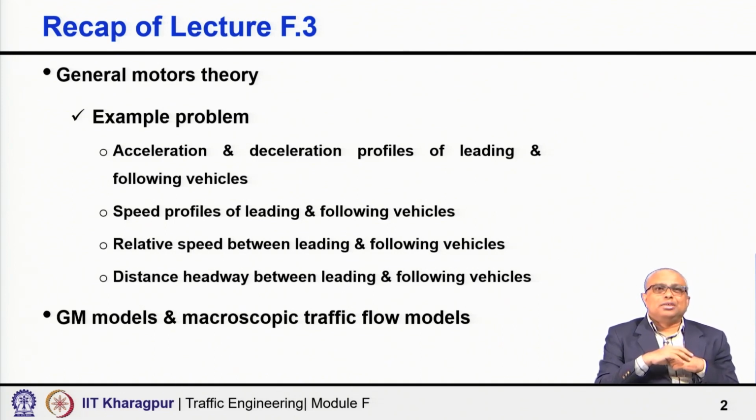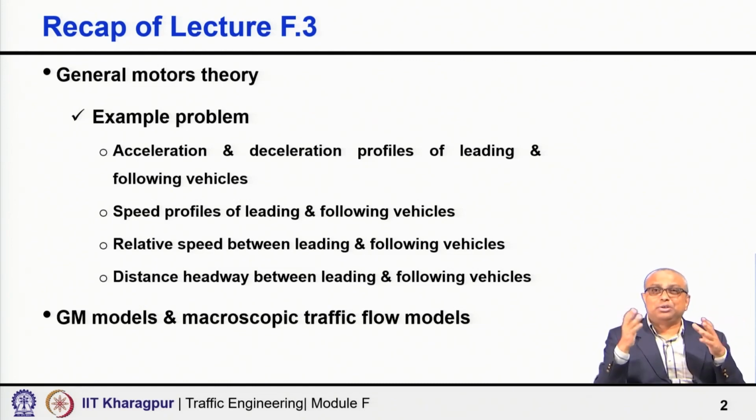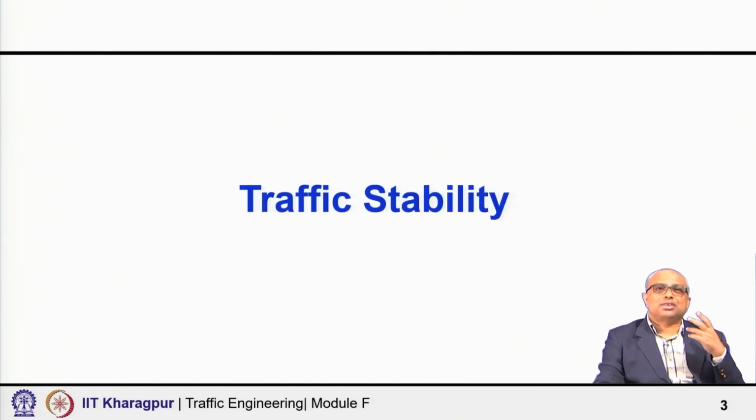model. Then we also discussed the connection between the General Motors model, which is a microscopic model, and the macroscopic models, the speed flow density relationships, Green-Shield and Greenberg, and how they are connected. We discussed in detail Greenberg's model and also indicated that it can be connected to Green-Shield's model, considering specific values of L and M. With this background, today we shall first discuss traffic stability.